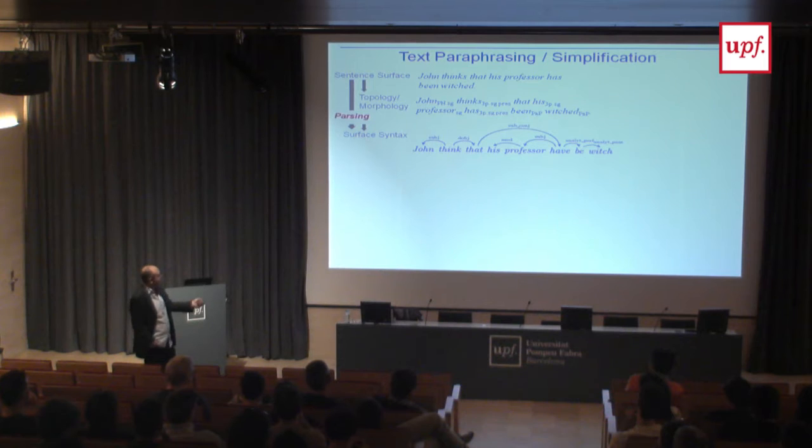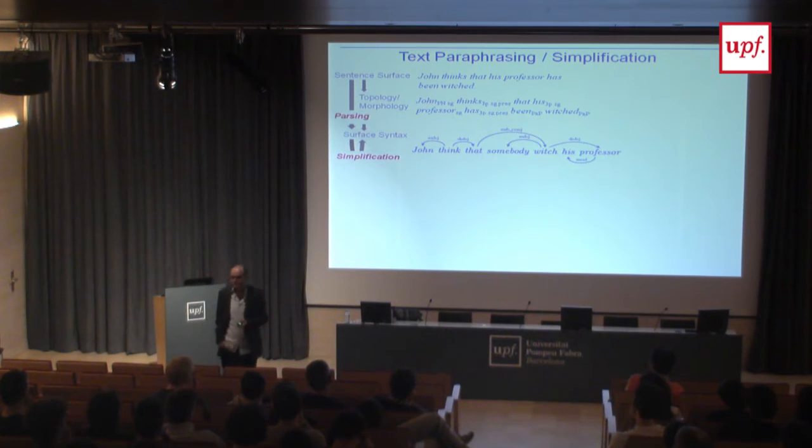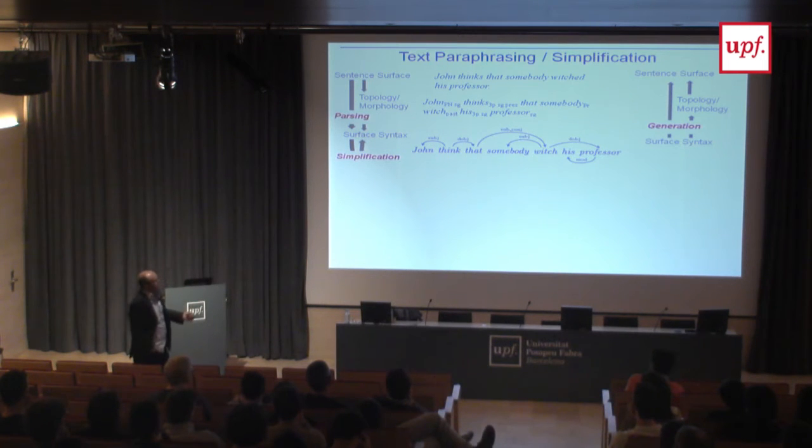Once we are, for example, at the surface syntactic layer, what we can do is to simplify, that is, paraphrase, using, for example, again graph transduction. So: John thinks that somebody witched his professor. Then we can regenerate using the standard generation grammars in order to get the simplified sentence.